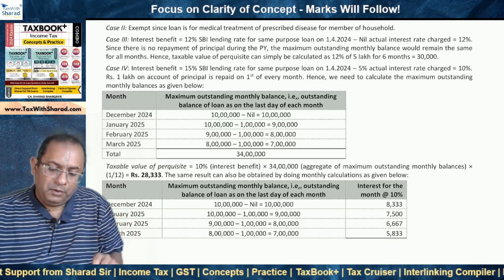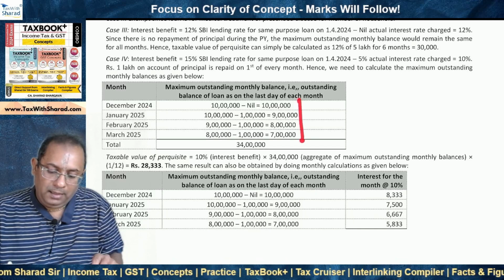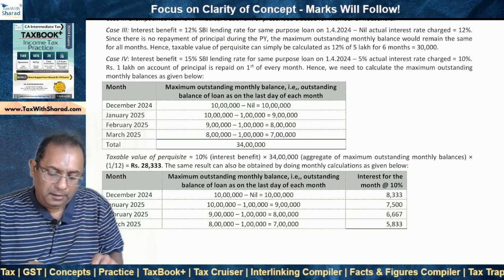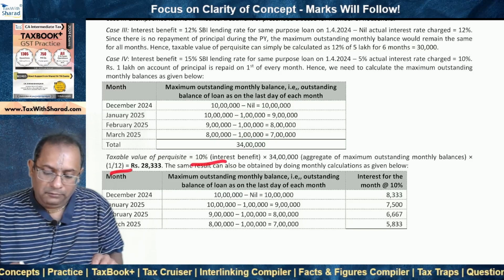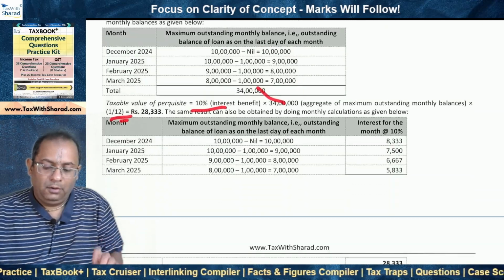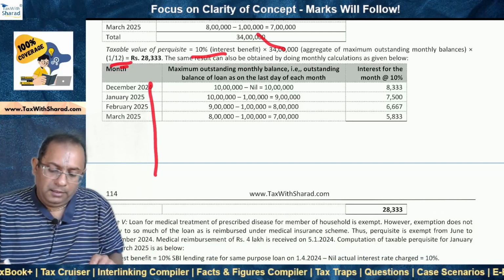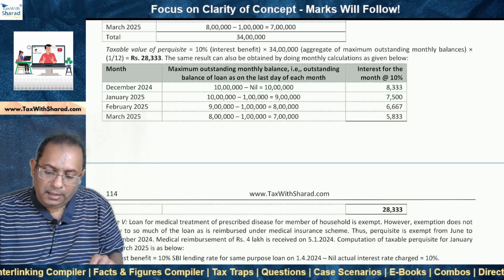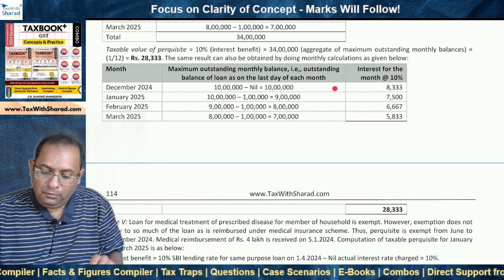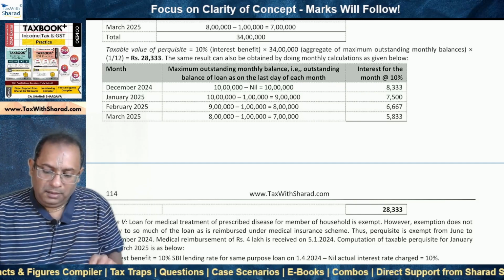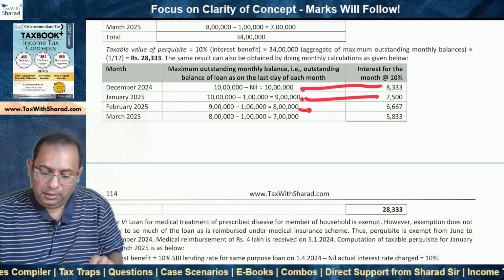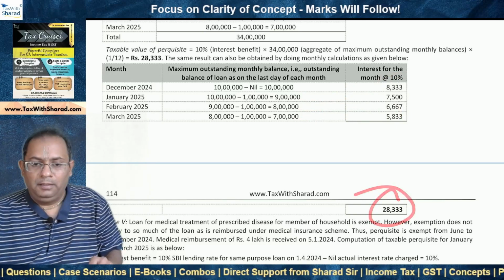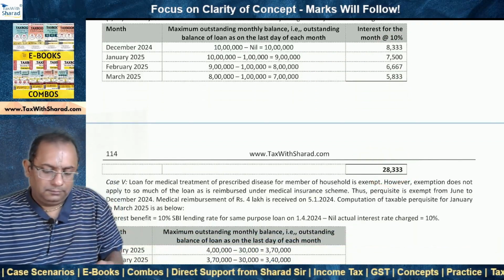In the first method, you need to figure out the outstanding balance on the last day of each month. You aggregate it, and the total is what you multiply by 1 by 12. So interest benefit into this total into 1 by 12. Or the same way, instead of totaling this, you compute the interest on this amount for 1 month, for each month. So this for 1 month, this for 1 month, this for 1 month, this for 1 month, and total this interest, and this will be the total interest in terms of value of perquisite.